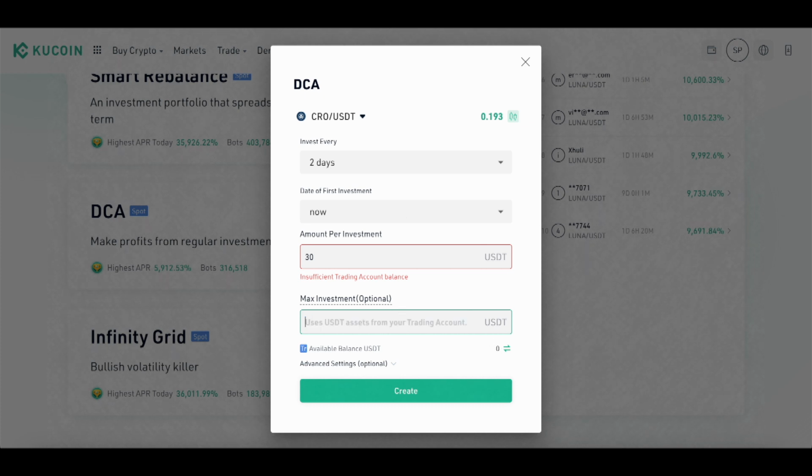You can also leave this one blank and just let it drain your account from USDT to CRO over an infinite amount of time, or until you run out of USDT.